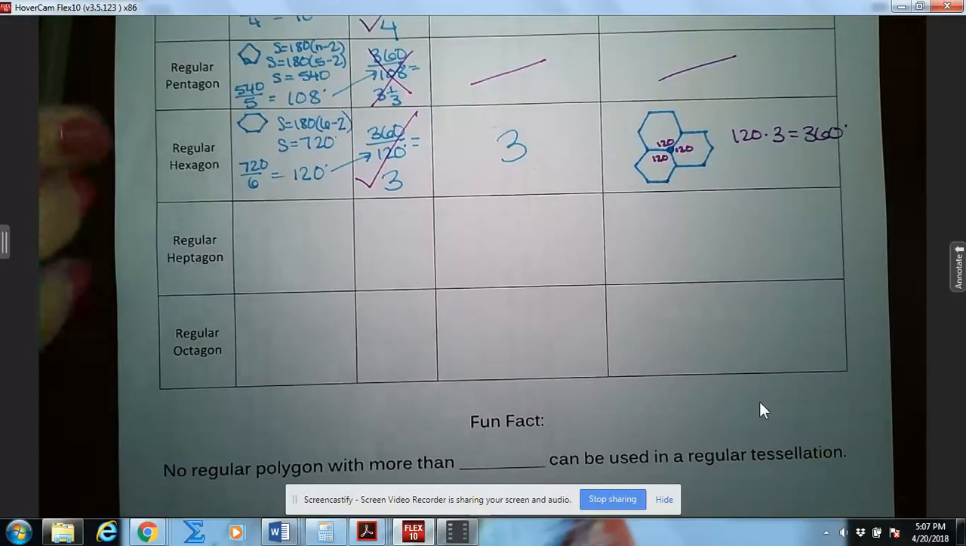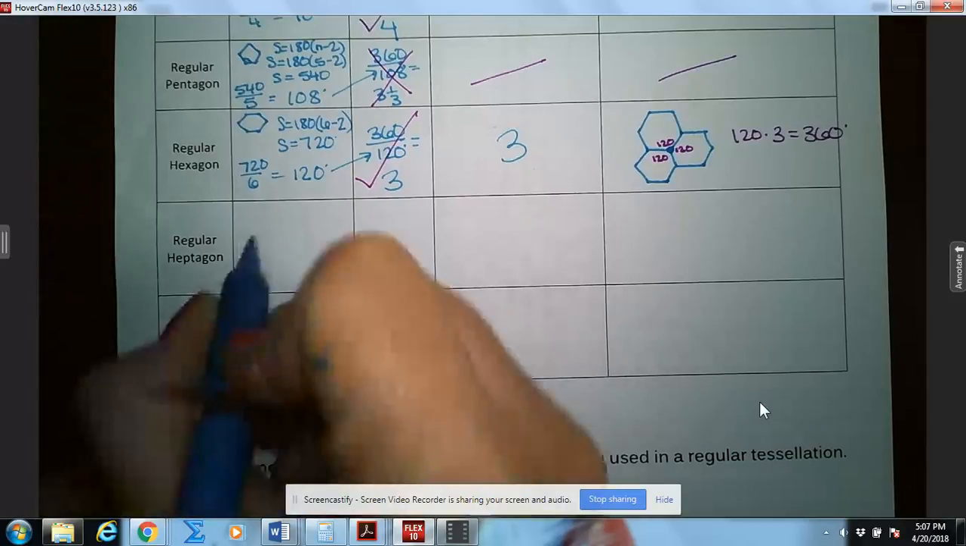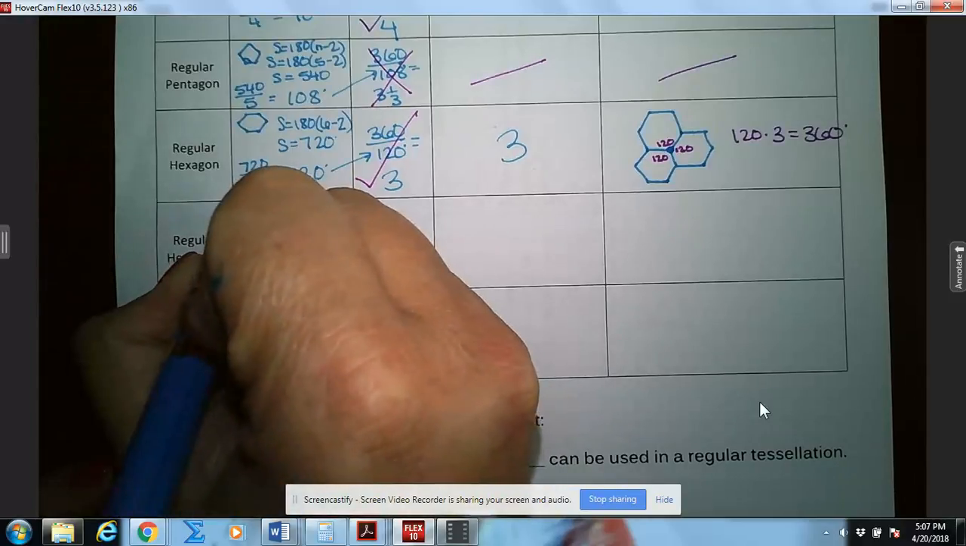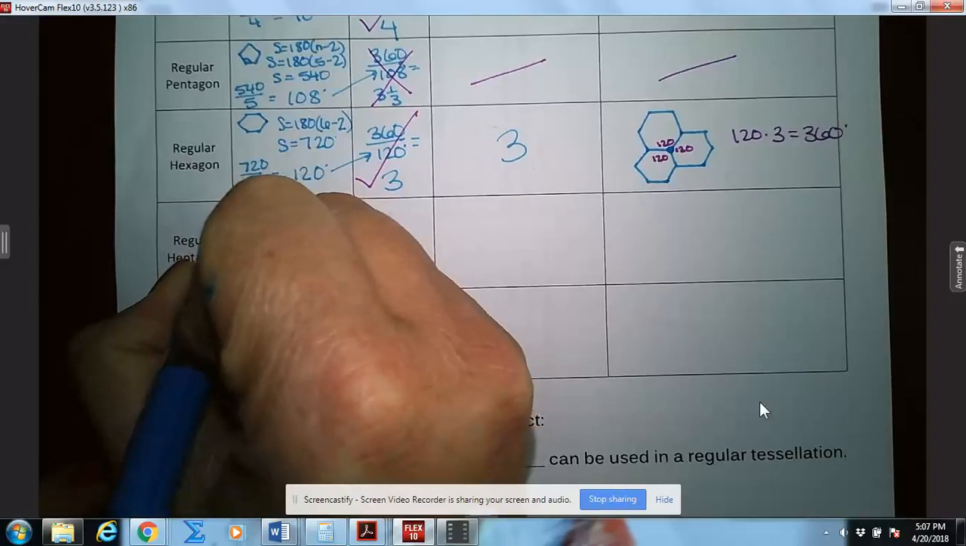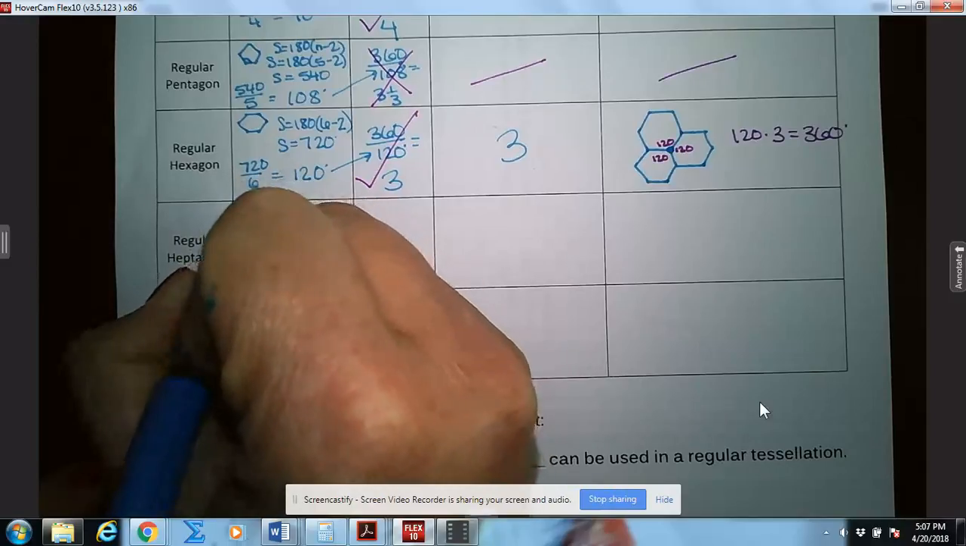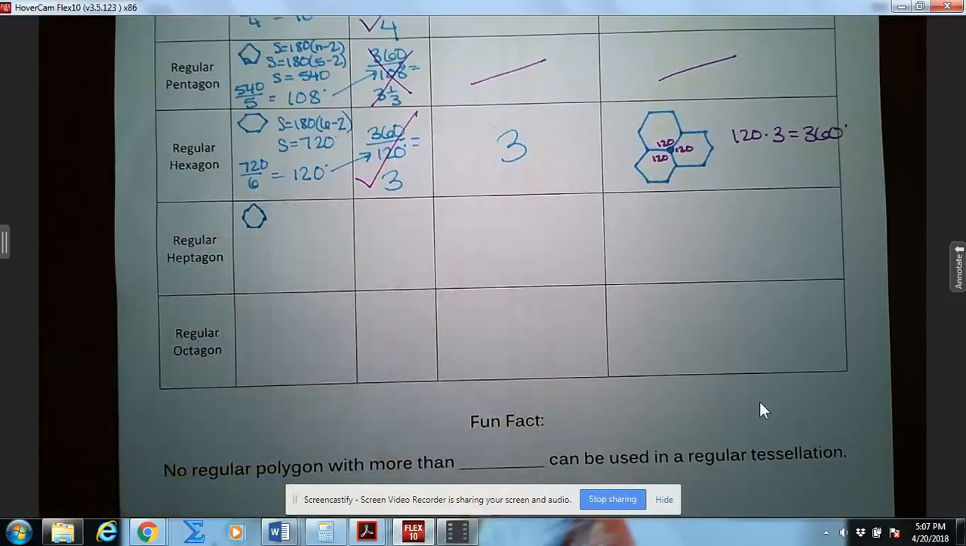How about a heptagon, a 7-sided figure? Really getting tough to draw now. 1, 2, 3, 4, 5, 6, 7. It's starting to look like a circle.